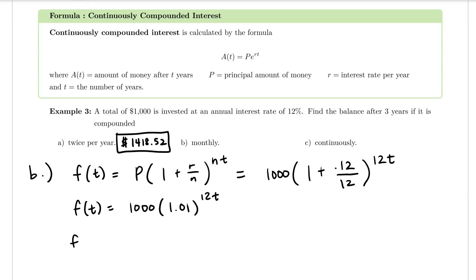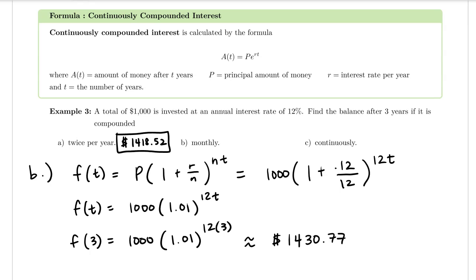And then from here, we could once again evaluate f(3), so that'd be 1,000 times 1.01 to the 12 times 3 power, and if we simplified that, our exponent would be 36. I'm going to throw this into a calculator and find that our total balance comes out to $1,430.77. So that's if we're compounding monthly.